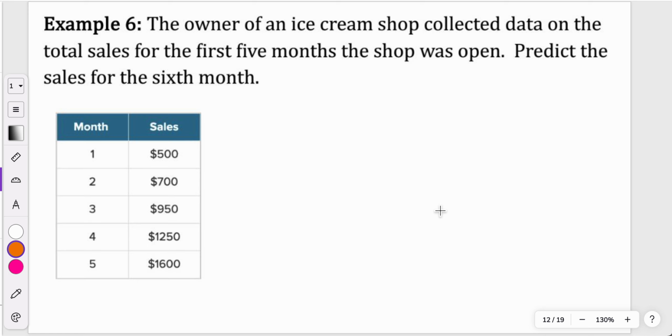Example 6. Flipping the page, the owner of an ice cream shop collected data on total sales for the first 5 months the shop was open. Predict sales for the 6th month. If you look for a pattern, that usually can help you. So 500 to 700 was $200. Next one was 250. The next one was 300. So we got 350 here. So I'm going to predict we're going to increase by 400. So the 6th month, we would predict $2,000. Okay?